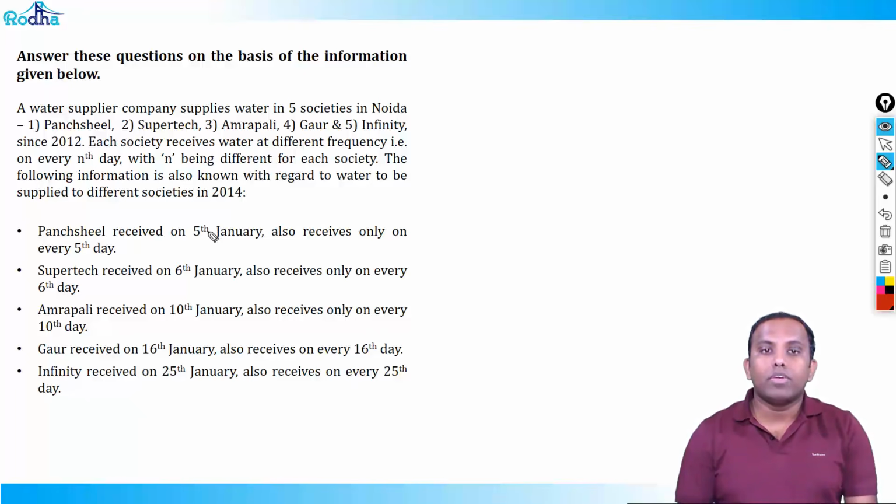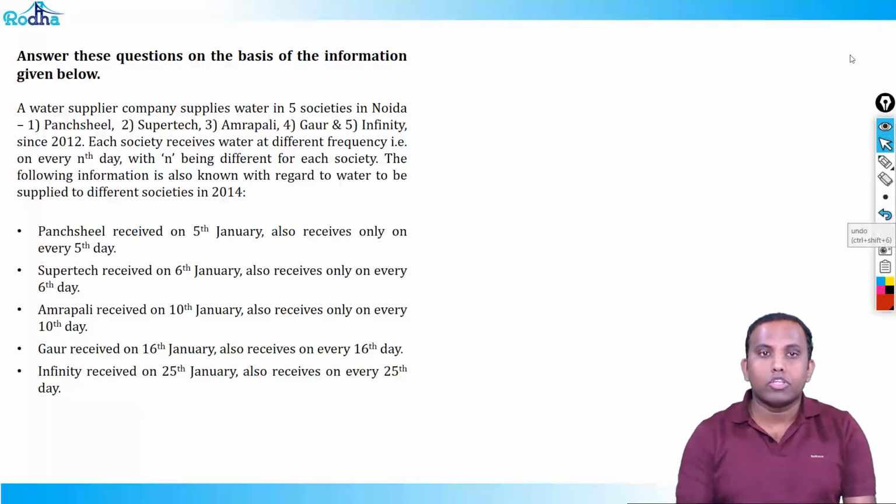Panchsheel received on 5th January also receives only on every 5th day. Supertech received on 6th January also receives only on every 6th day. Amrapali received on 10th January also receives only on every 10th day. Gaur received on 16th January also receives on every 16th day. Infinity received on 25th January also receives on every 25th day. So we have 5 questions to follow now.